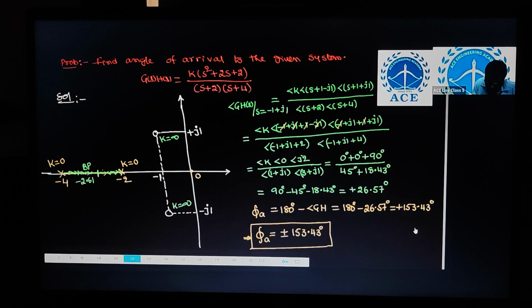Now as K increases, both the poles move in opposite direction, collide. Then the direction is opposite. Compared to the previous case, now the direction is opposite, but the shape of the plot is also the same. What is the angle of arrival here?